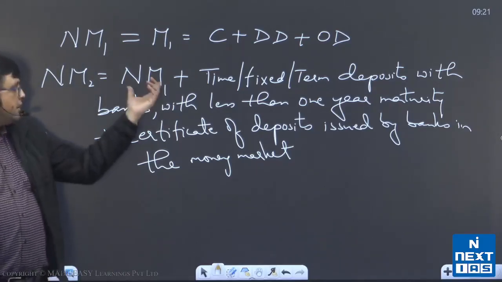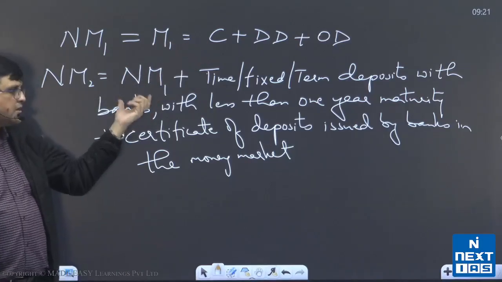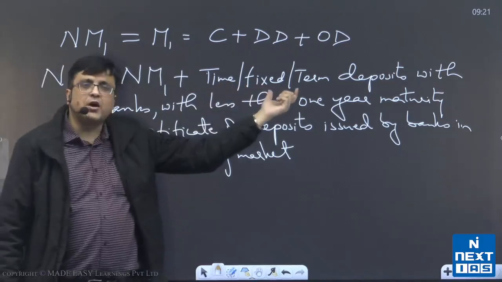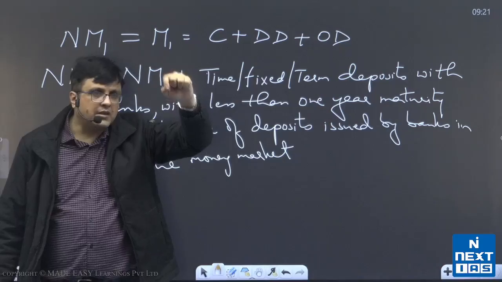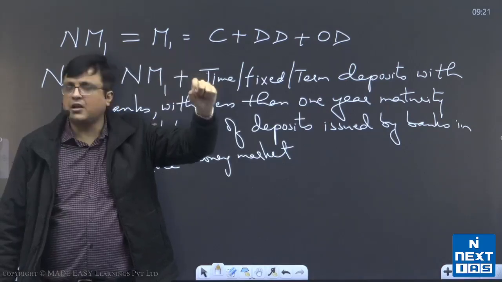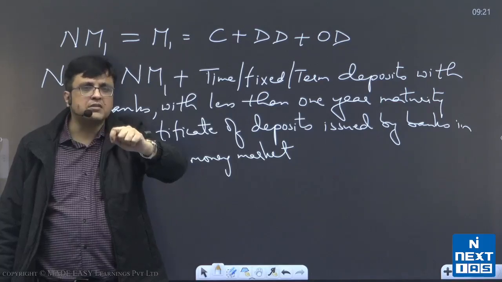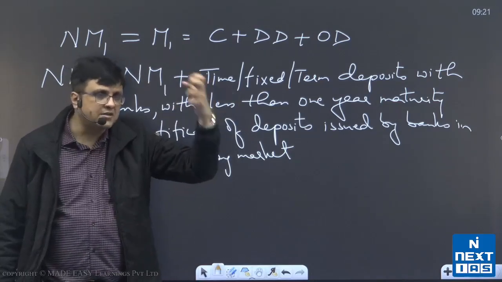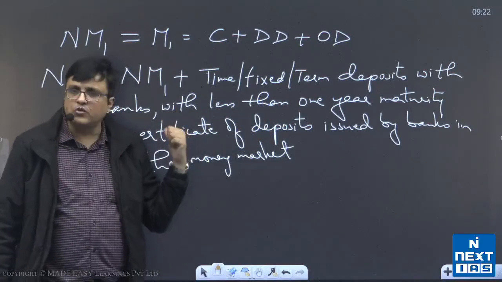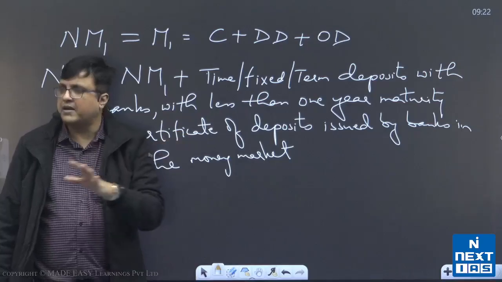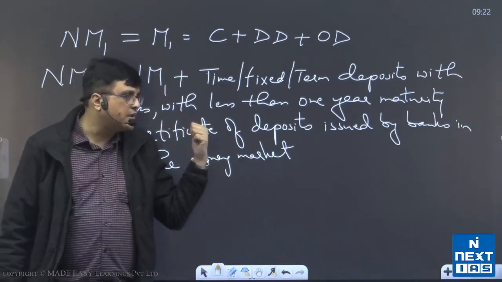पहली बात, NM1 के सारे components, currency plus demand deposits plus other deposits, वो तो आएगा ही. साथ में there will be all fixed deposits with less than 1 year maturity now. If you recall, I told you that till 1995, we did not allow fixed deposits with less than 1 year maturity. Now we allow fixed deposits even for 15 days, even for 7 days, even for 200 days. So they are all fixed deposits with maturity less than 1 year. They get counted under NM2. अगर आपने बैंक के पास कोई फिक्स डिपॉजिट रखा है जो 1 साल से कम में मैच्योर होगा तो उसे आप NM2 का हिस्सा मानते हैं.